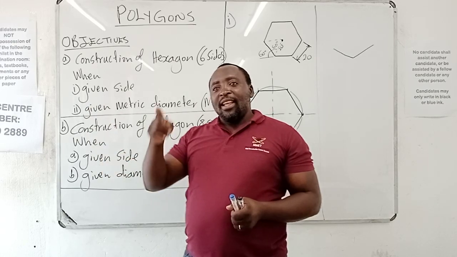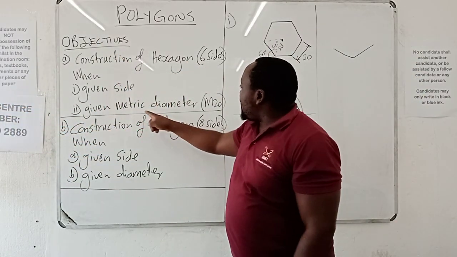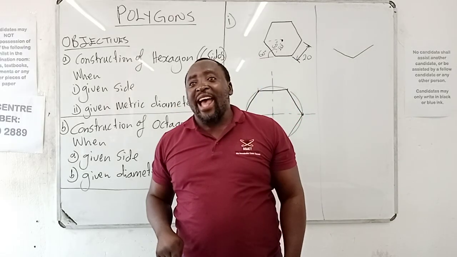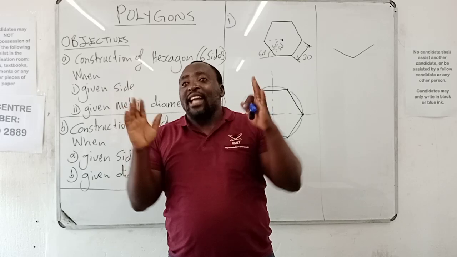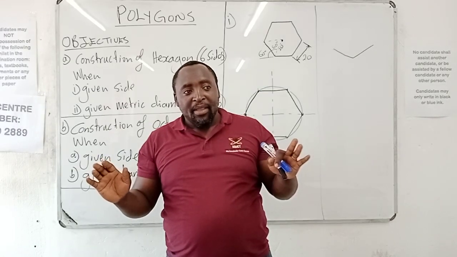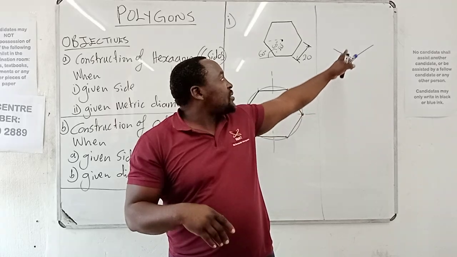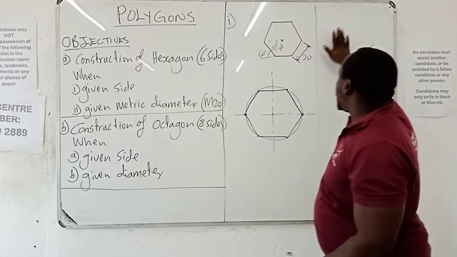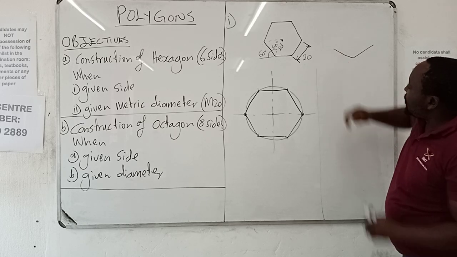When you are dealing with a given side, it means the corners are touching the circle. When you are given the metric diameter, the corners are outside the circle. The flat sides are touching the circle. Does it make sense? I will explain this one. That's why I've separated them like this.